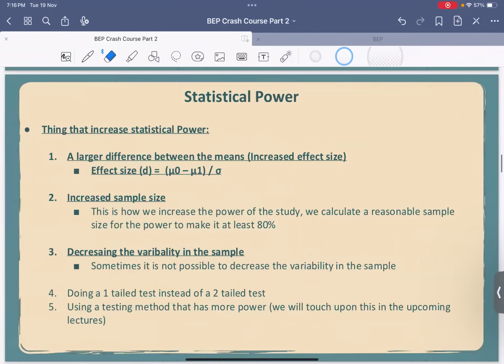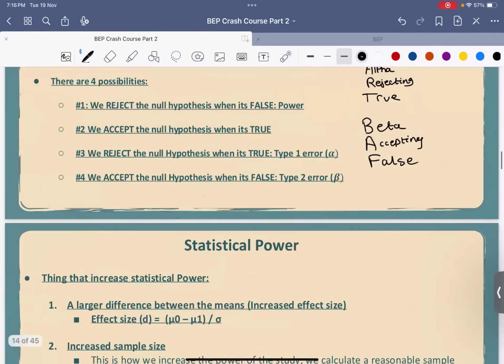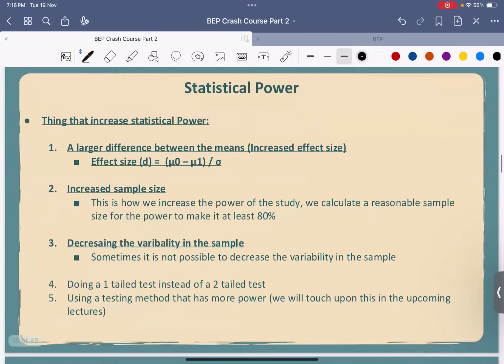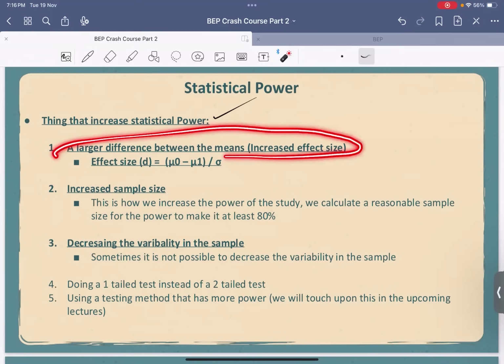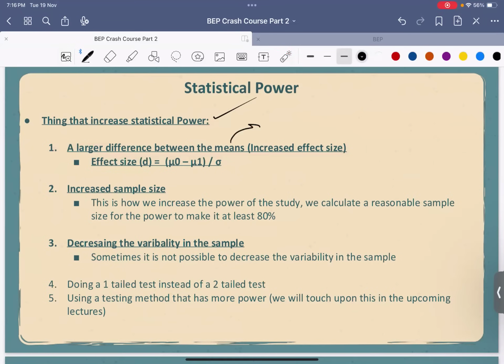So now let's talk in more detail about power. We said power is the probability of rejecting the null hypothesis when it's actually false, which is accepting the alternative hypothesis. We have things that increase statistical power, and these are things we want. The first thing is a larger difference between the means, and here I'm talking about the means of the population. If we have an actual larger difference between the means, then the power of the study increases, and this is interpreted as an increase in effect size.